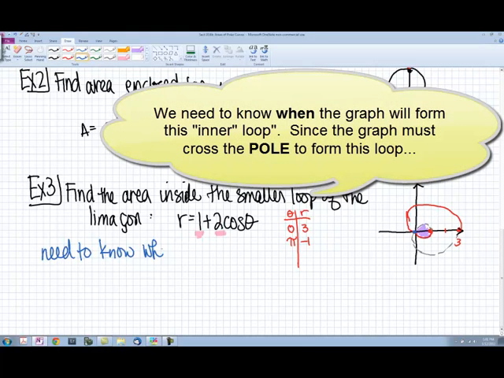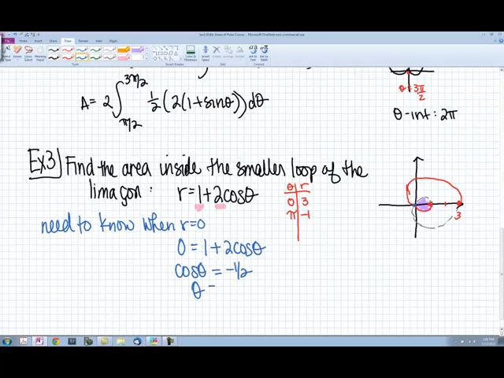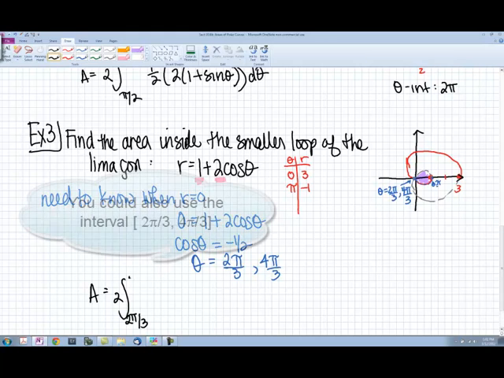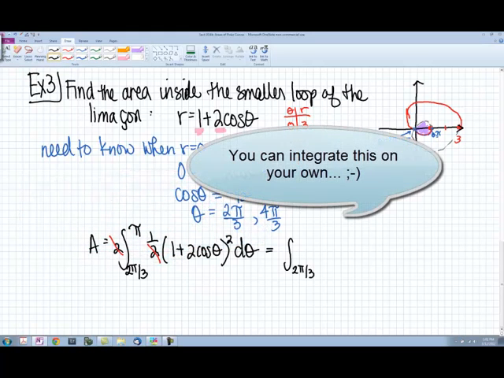So we need to know when r equals 0. 0 equals 1 plus 2 cosine theta, so that means cosine theta equals -1/2. Theta equals 2 pi over 3 or 4 pi over 3. So we can set up our area as 2 times the integral from 2 pi over 3 to pi of 1/2 r squared. This is going to work out nicely. You'll have another cosine squared to deal with, and power reduce that.